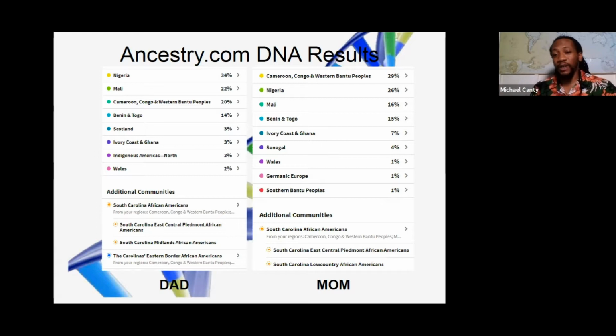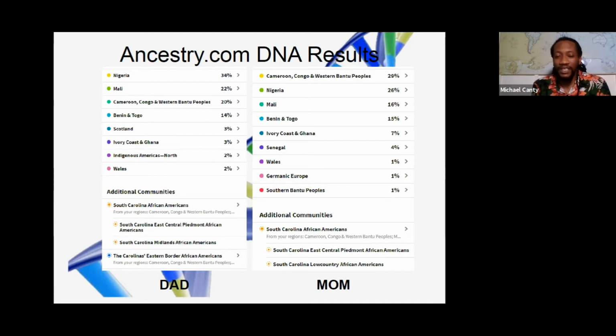But also what I like about Ancestry is you see these additional communities on the bottom. That's a pretty cool new thing they just added, where they actually start showing local DNA clusters in the United States. And so I have, like, it says East Central Piedmont African Americans, and that's just Clarendon, Williamsburg County, and that's it. And it's just a genetic cluster of people there. So I think that's kind of cool.